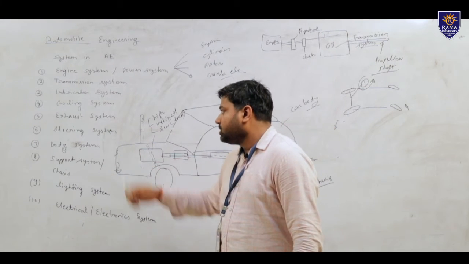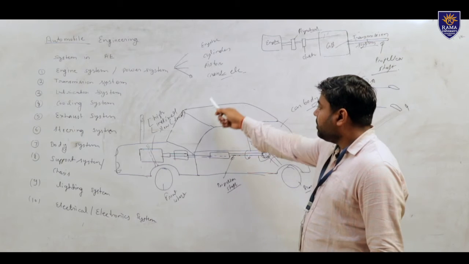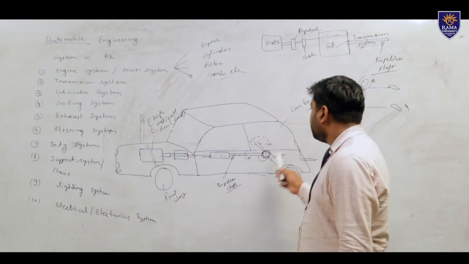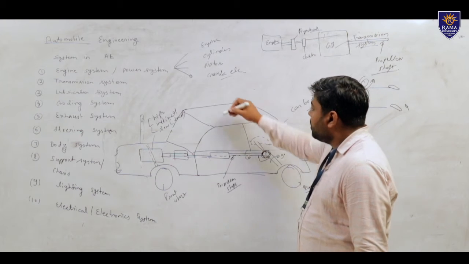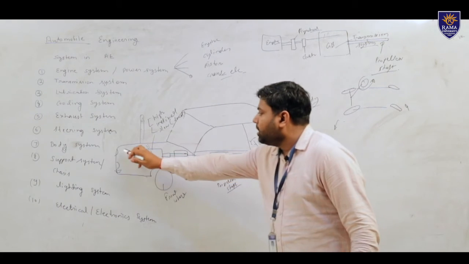Next is the body system. The body system consists of the doors, the ceiling, and the bonnet, or the doors and back doors, the windscreen, and also the lighting arrangement.